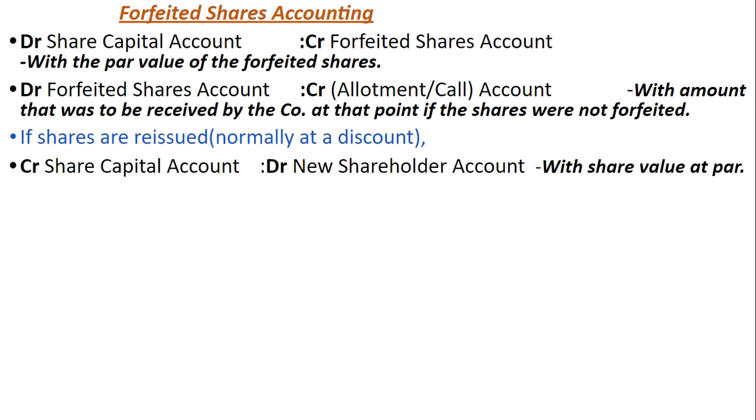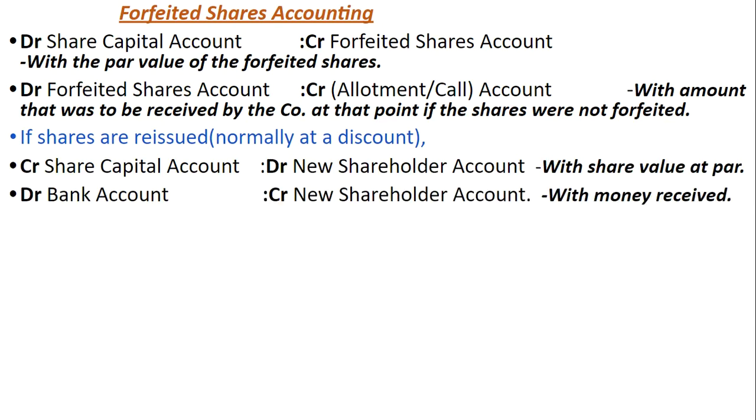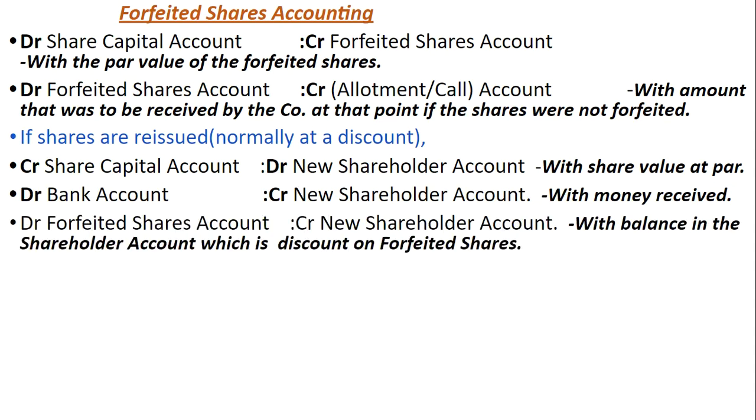Credit share capital account with the share value at par and debit the new shareholder account. Debit bank account and credit the new shareholder account with money received. Debit the forfeited shares account with the balance in the shareholder account, which is the discount on the forfeited shares, and credit the new shareholder account.